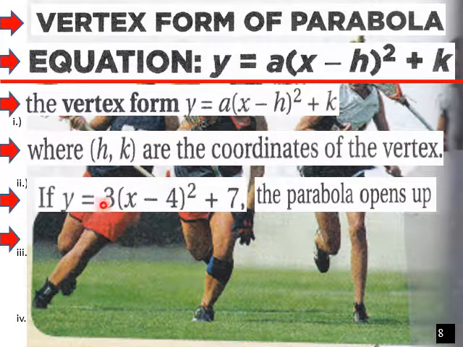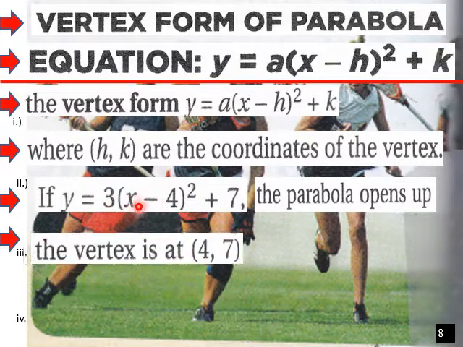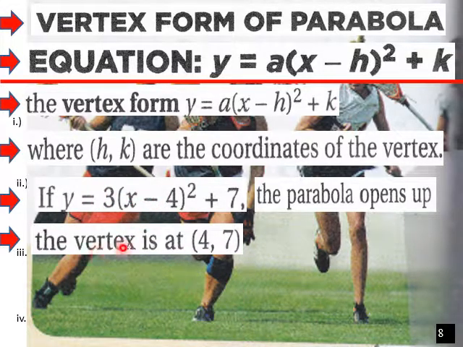And this is positive, so it would have to open up. If this were negative, it would open down, but it opens up, and the vertex will be at 4, 7. So here is x, and here is y. It would be the negative of negative 4, which is 4, and then 7. In x minus h squared, the negative h here would be positive 4.